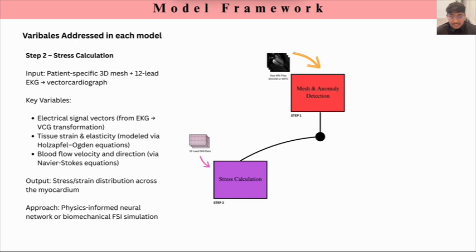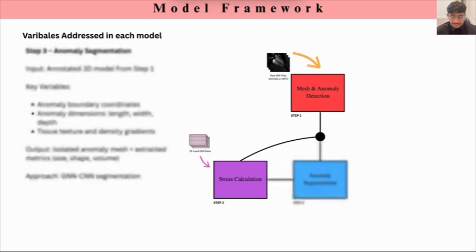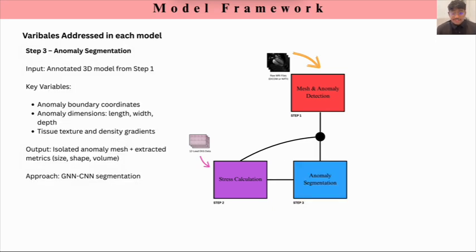Step 2, stress calculation. We then combine the heart mesh with 12-lead ECG data transformed into vector cardiograms. This enables us to simulate how stress distributes across the myocardium during each heartbeat, capturing functional strain patterns invisible to static imaging. Step 3, anomaly segmentation. Next, we isolate each abnormal region and quantify its shape, scale, and spatial orientation. A hybrid model combining CNNs and graphical neural networks dissects the mesh and separates anomalies, providing clear parameters for intervention.